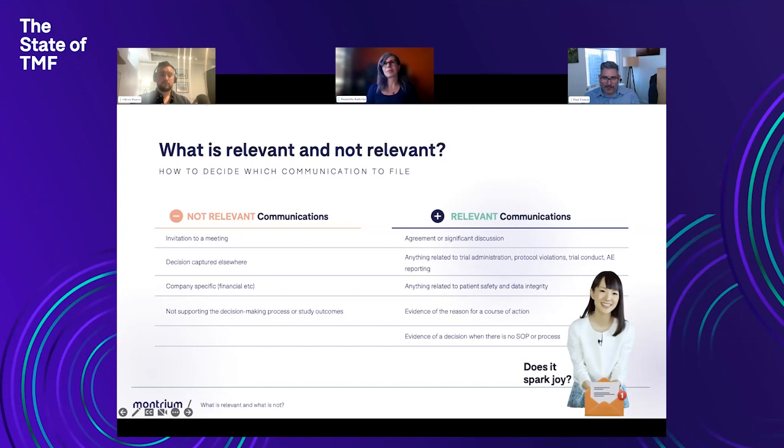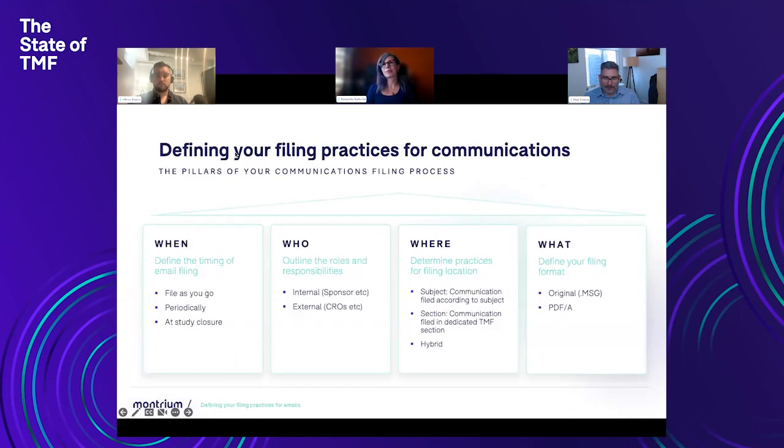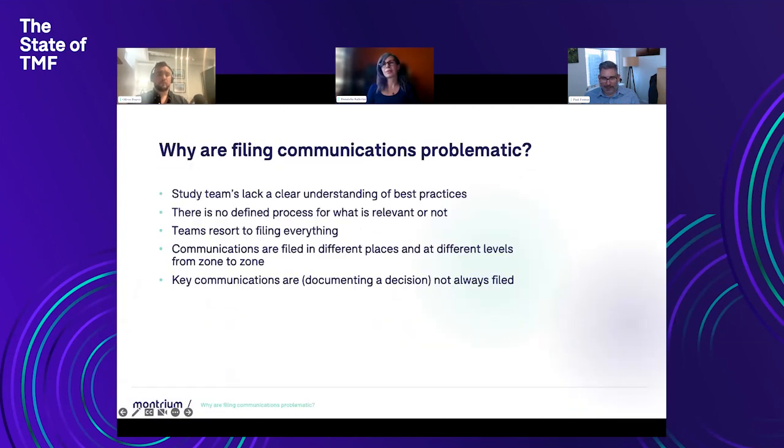I also agree that a big issue is the fact that an email can pertain to multiple areas. And the way that we organize things today with the reference model is we have this relevant communications section in each of the different process zones, but sometimes it's difficult, because in reality you would need to file that email maybe in several different process zones. So how do you deal with that?